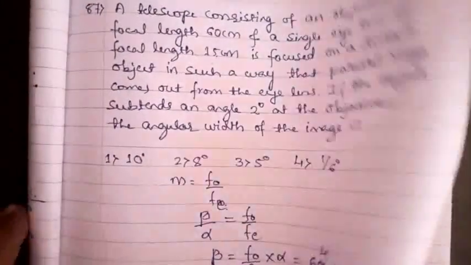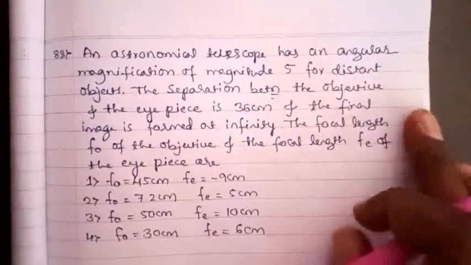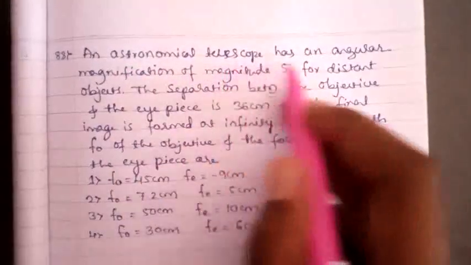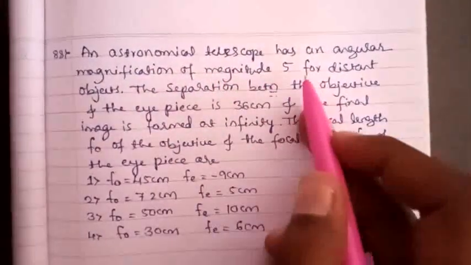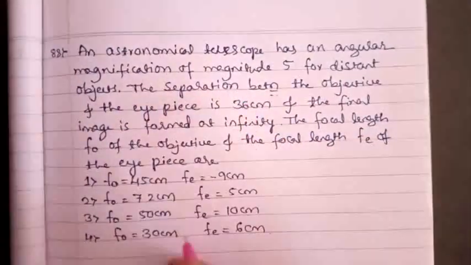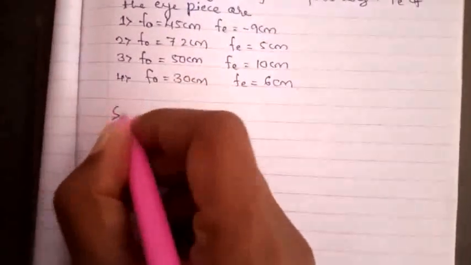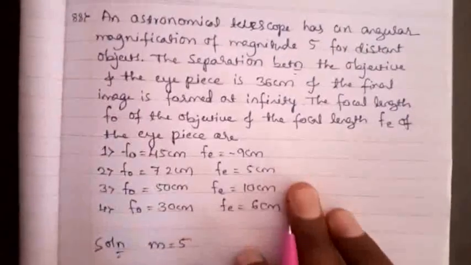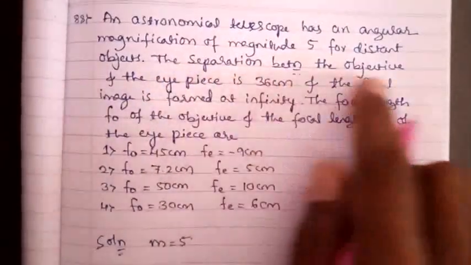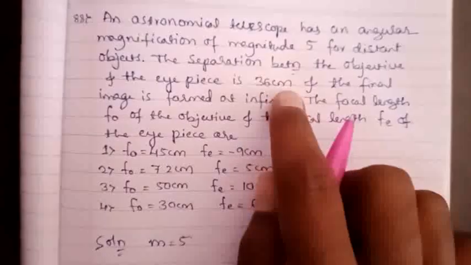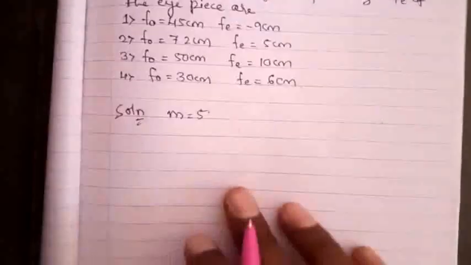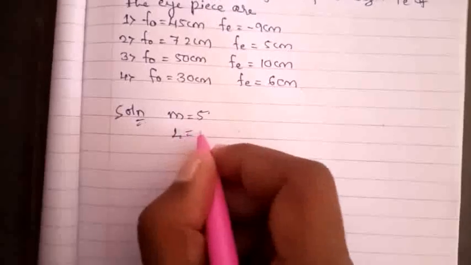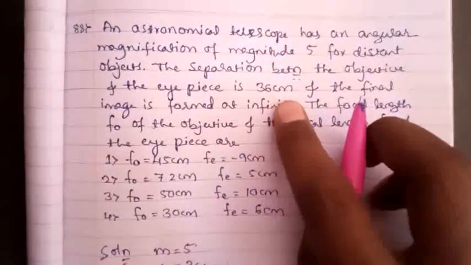Okay, next we are going to solve question number 88. An astronomical telescope has an angular magnification of magnitude 5 for distant objects. Angular magnification is given, that is M is equal to 5 for distant objects. The separation between the objective and eyepiece is 36 centimeter, meaning L is given. L is how much given? That is 36 centimeter. Separation between objective lens and eyepiece is given, that is 36 centimeter.